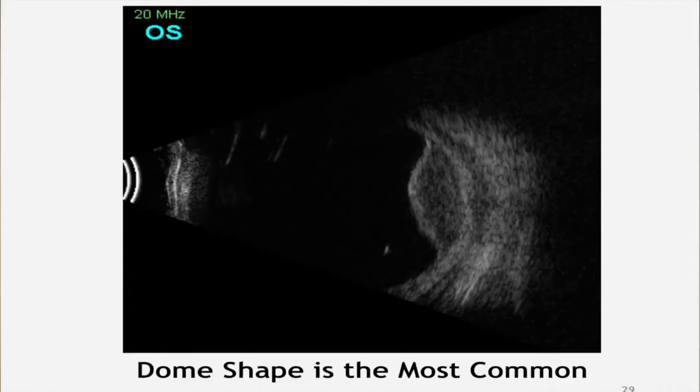Also remember that the dome shape is much more common than the mushroom shape. So not all melanomas are mushroom shaped. In fact, in the Collaborative Ocular Melanoma Study, only 25% were mushroom shaped.